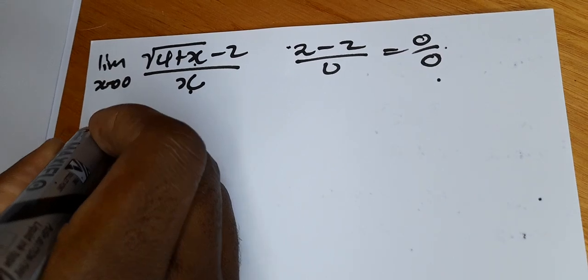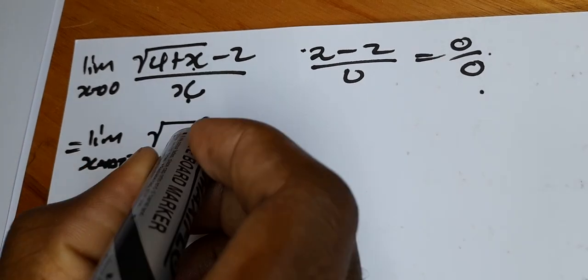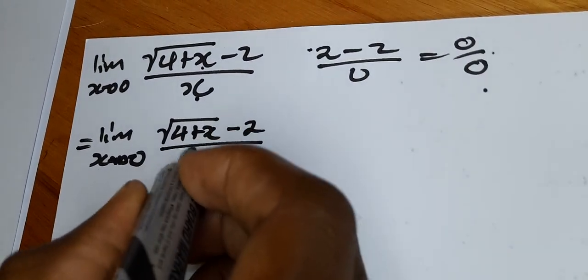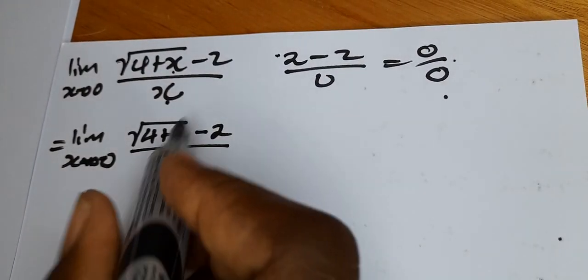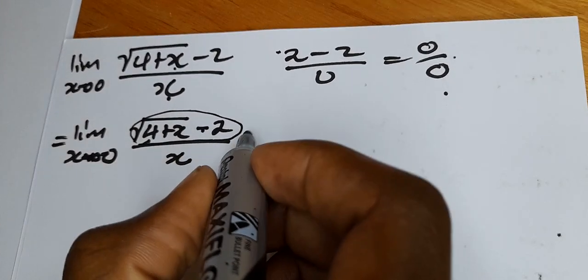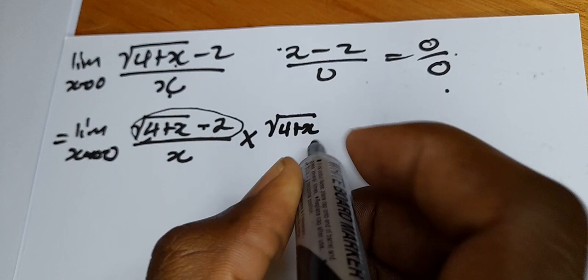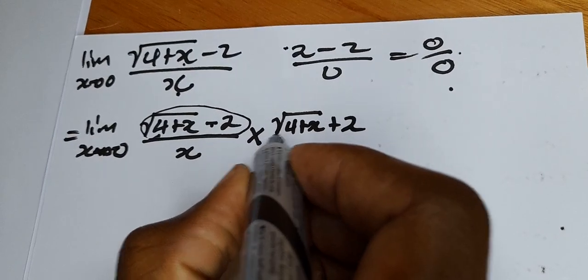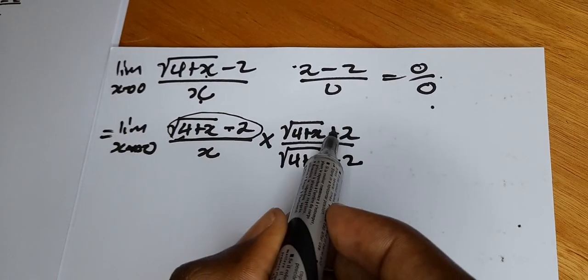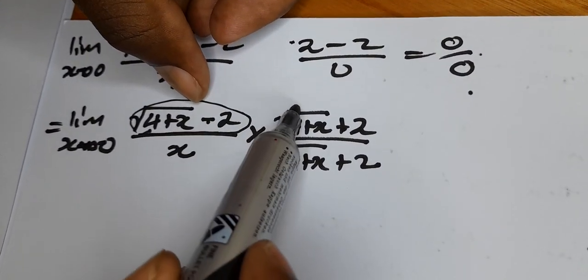This will be equal to the limit when x approaches 0 of the square root of 4 plus x, minus 2, all over x. We are going to take this one as it is and change just the sign. That means we are going to multiply by the square root of 4 plus x, plus 2, all over the square root of 4 plus x plus 2. We just change the sign here. Then now you can see, from here you can distribute.